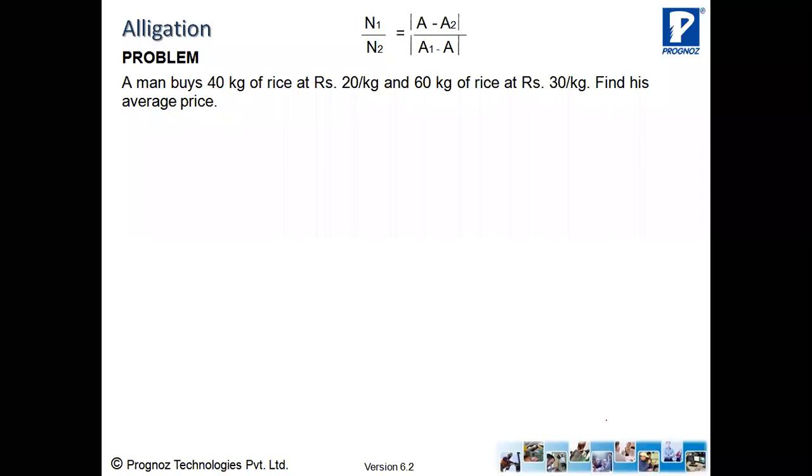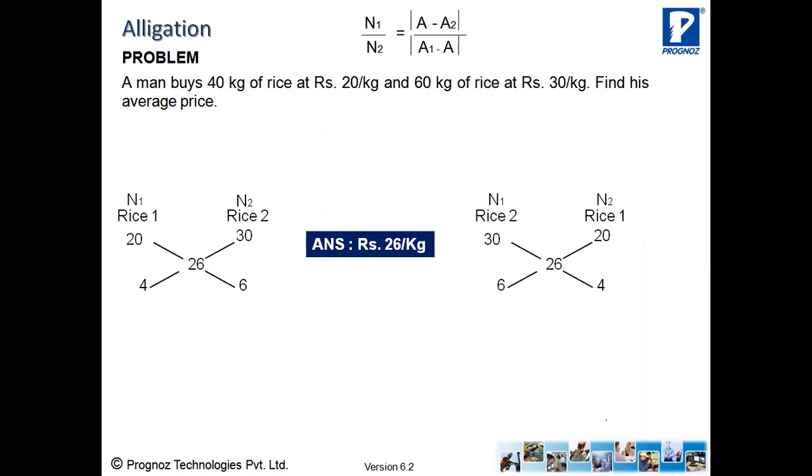Okay, this problem, you remember, is the same problem which we did earlier with the formula N1A1 plus N2A2 by N1 plus N2. A man buys 40 kg rice at 20 rupees per kg and 60 kg rice at 30 rupees per kg. Find his average price. Earlier we did N1A1 plus N2A2 divided by N1 plus N2. You can do it that way, and you can also do it with this alligation method. Let's see how it will work.